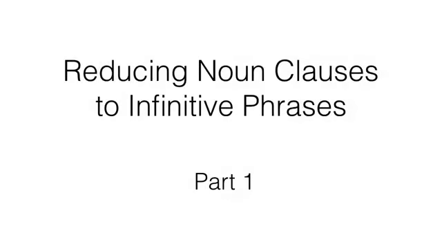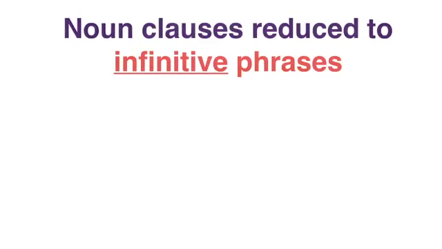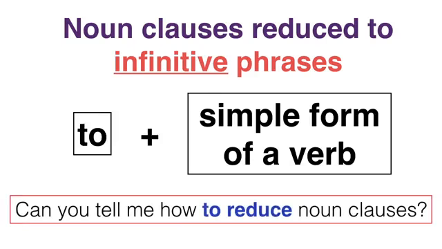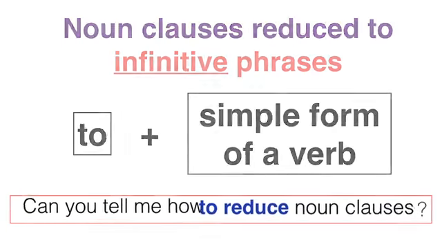Reducing noun clauses to infinitive phrases, Part 1. In this lesson, you'll learn how to reduce certain noun clauses to infinitive phrases. An infinitive is the simple form of a verb, usually preceded by to. For example, to reduce. Can you tell me how to reduce noun clauses?